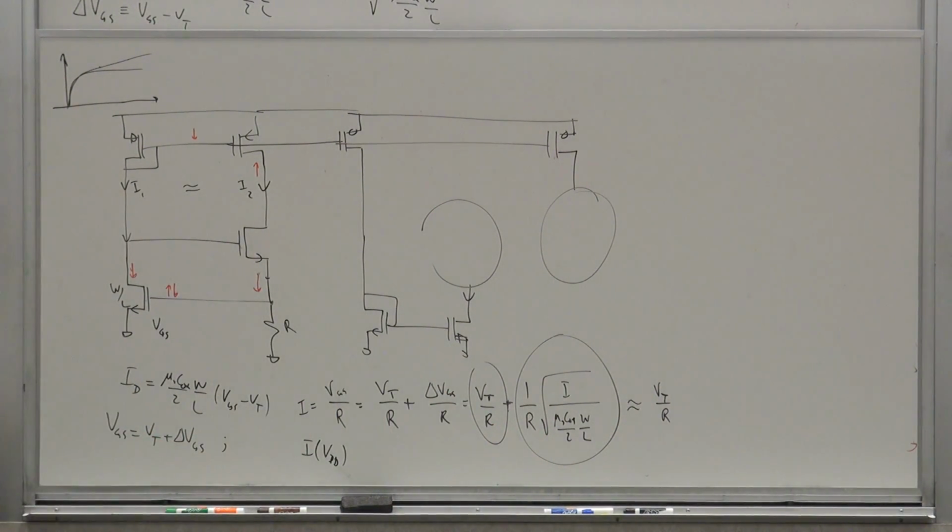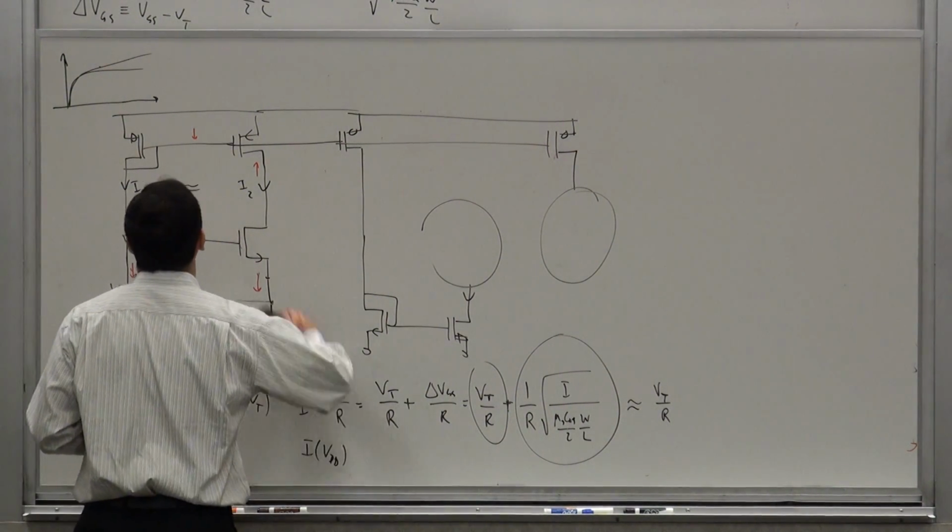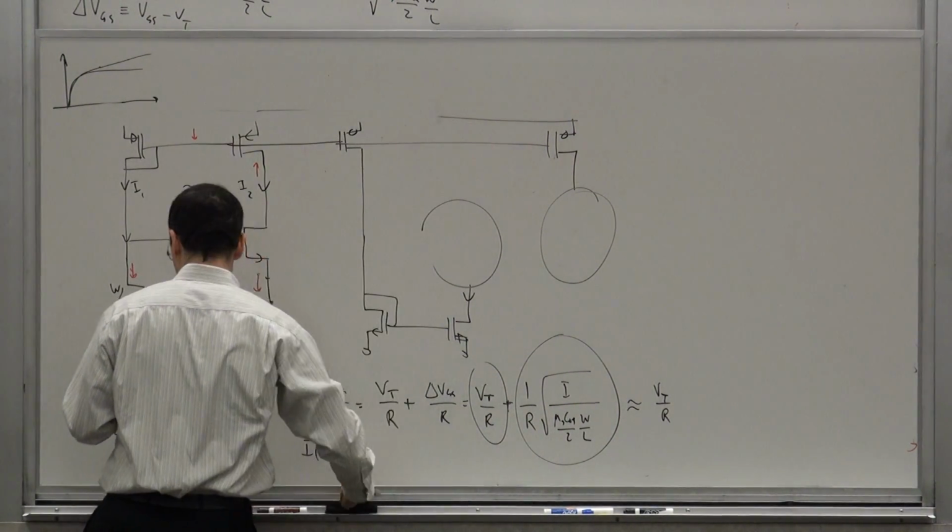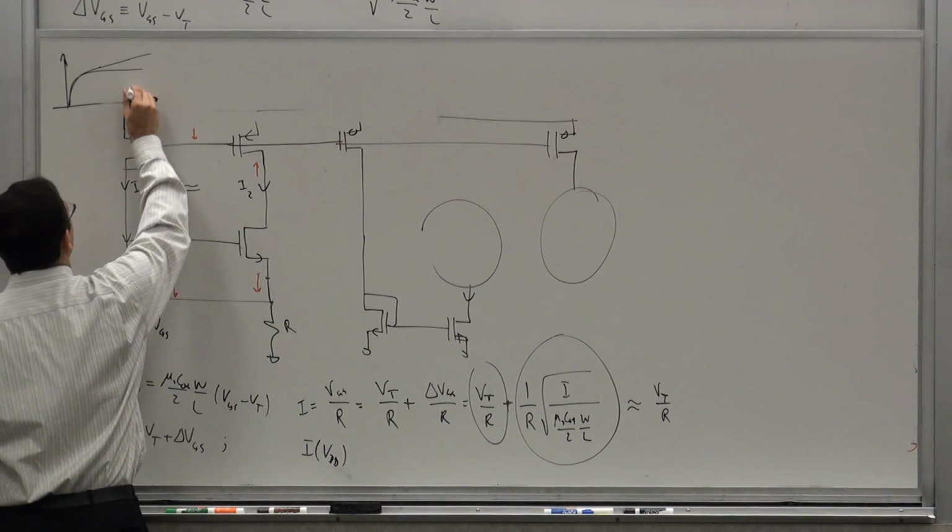But let's say it's not sufficient. What do we do? Can you suggest a solution? Can you do a Cascode? Yeah, you can make this Cascode, for instance, right? You can say, all right, if that's not good enough for you, I'll do this.